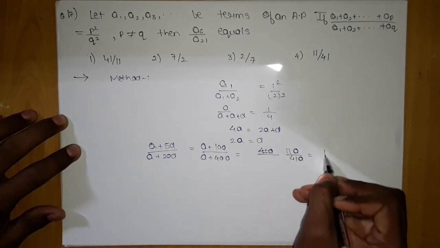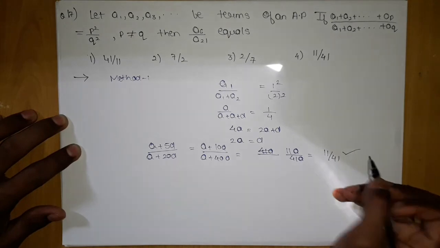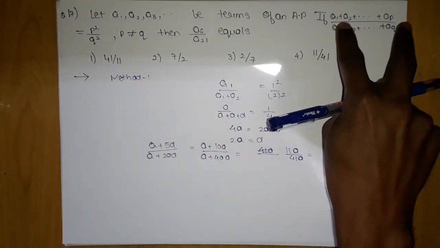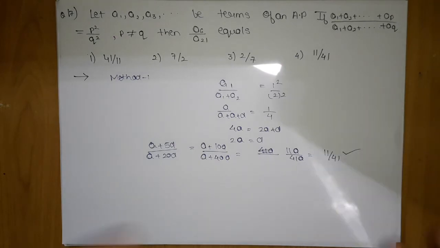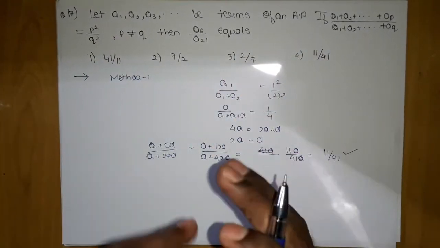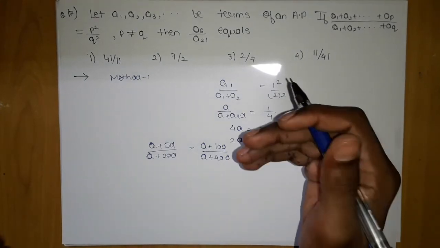Okay, a will cancel out, my answer will be 11 by 41. This method was very simple. Okay, so the process was very simple. If this is true for p terms, then it is true for one term also. If this is true for q terms, it is true for two terms also. So using this method, your question will be solved in just minutes.